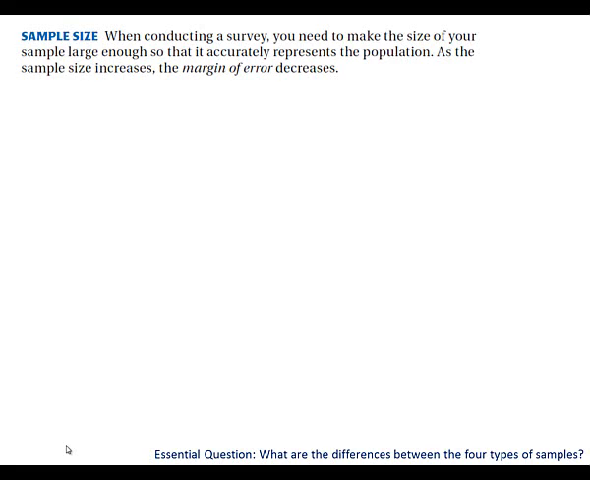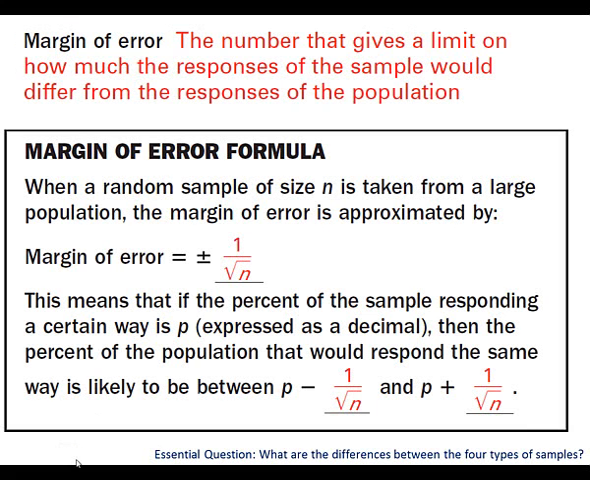Alright, so sample size. When conducting a survey, you need to make the size of your sample large enough so that it accurately represents the population. As the sample size increases, the margin of error decreases. When we go do our surveys, we're not going to survey all 1,600 students at Hopkins. We're going to try to get around 100 or so. Part of the task is going to be to calculate the margin of error. So glue those two things in.